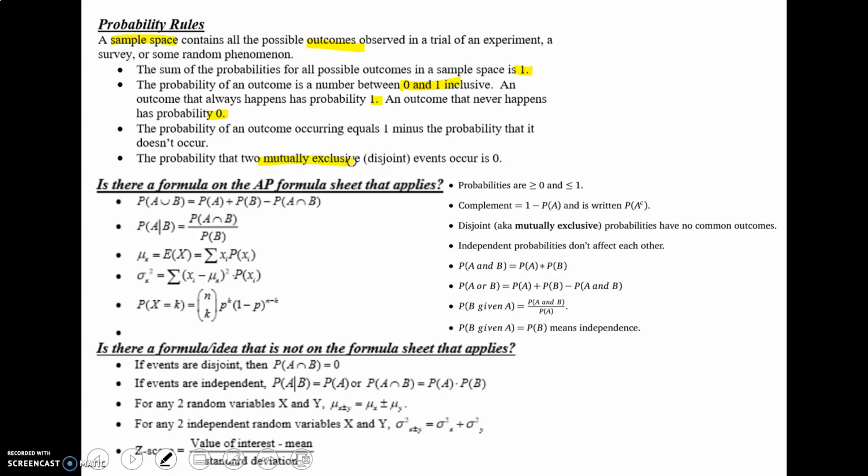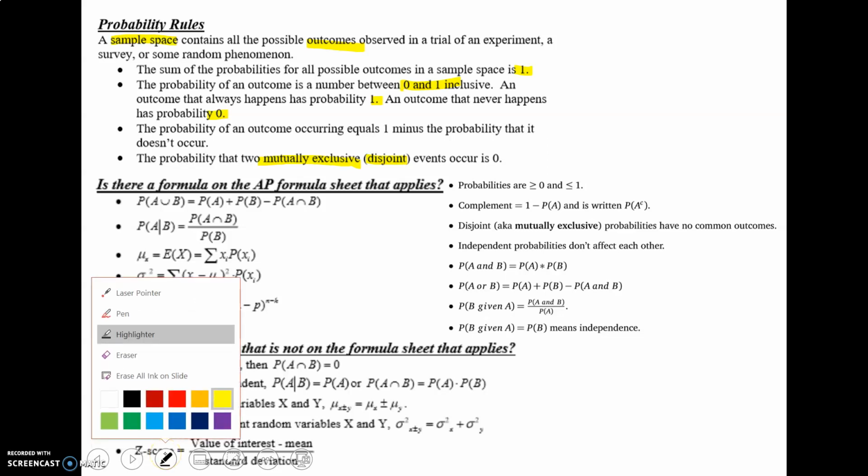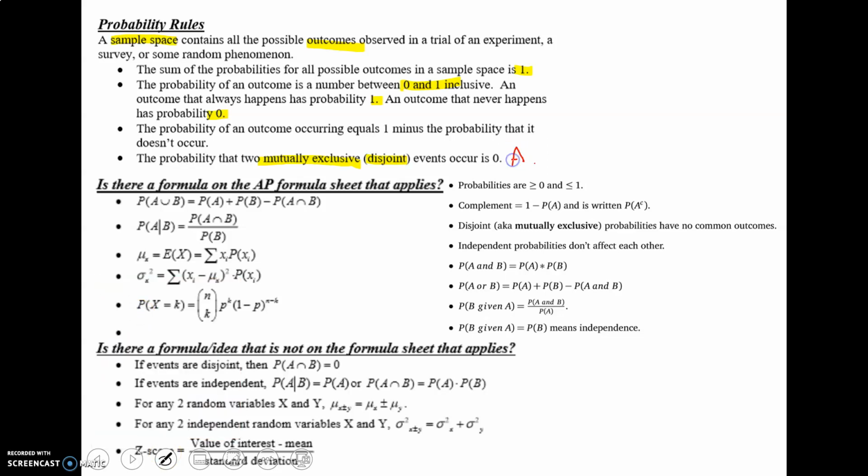All right, mutually exclusive, first time it appeared. Another way to say it is disjoint. So whenever you see disjoint, don't get surprised. It's mutually exclusive. And basically, mutually exclusive is two events that will never happen at the same time, right? So that's why the probability of two mutually exclusive events occurring together is 0. So there is no such thing as A intersect B. So this is always 0 for mutually exclusive.